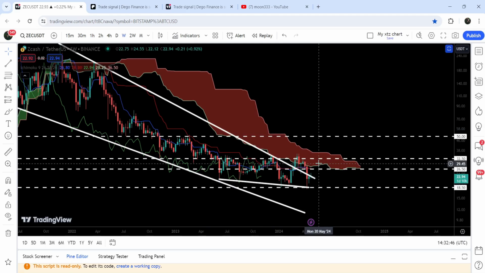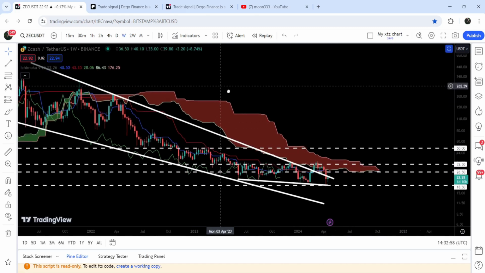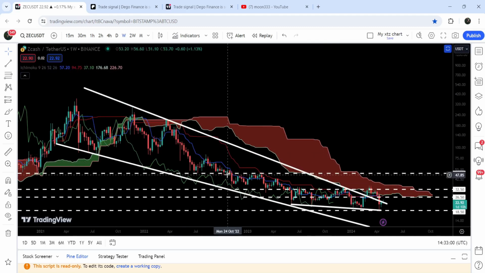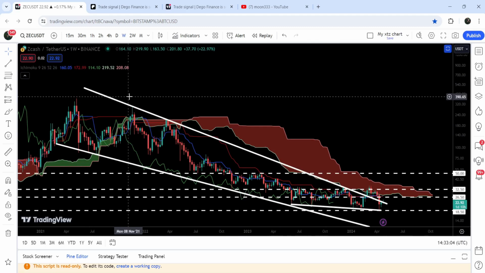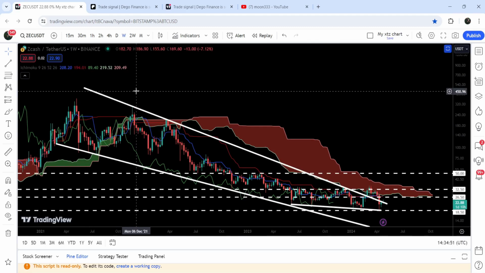But until or unless it is able to break out this huge resistance of the Ichimoku bearish cloud, a massive bull run of Zcash cannot be started. Therefore we will need to break out this resistance of the Ichimoku bearish cloud. Now if we take a look at the final target for this massive breakout from this big falling wedge pattern, that long-term target can be here at the top of the wedge, between $400 to $500.